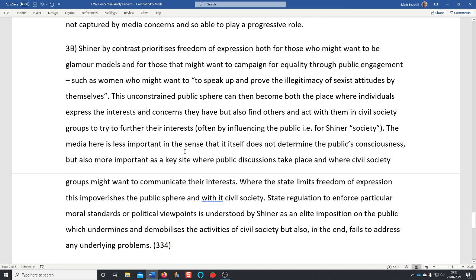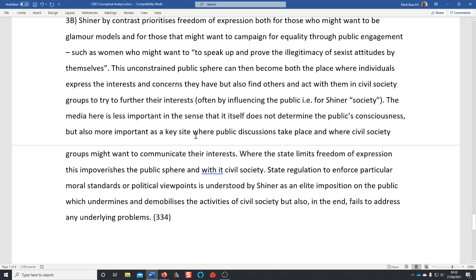The media here is less important in the sense that it itself does not determine the public's consciousness, but also more important as a key site where public discussions take place and where civil society groups might want to communicate their interests. Where the state limits freedom of expression, this impoverishes the public sphere and with it civil society.